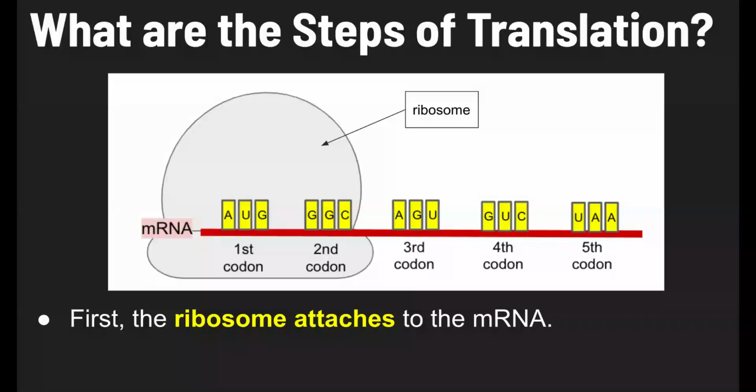Okay, now we want to get into the specific steps of translation. So there's going to be 4 basic steps of translation. First, the ribosome attaches to the mRNA. So our mRNA got made during transcription. Remember, that was step 1 of protein synthesis. Now we're on to step 2 of protein synthesis, which is translation. And the very first thing you're going to do in translation is have the ribosome attach to the mRNA.